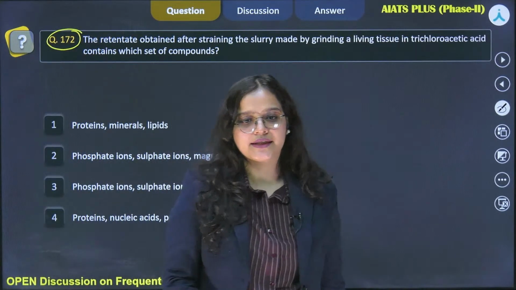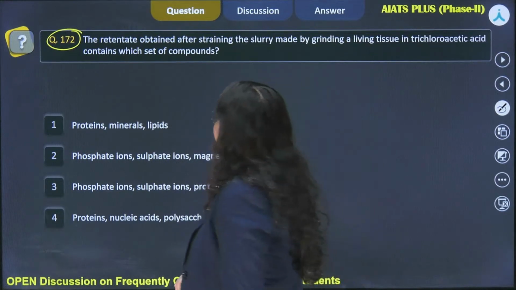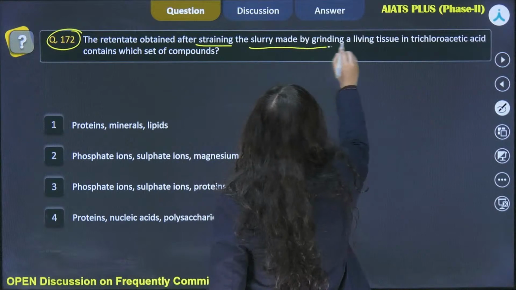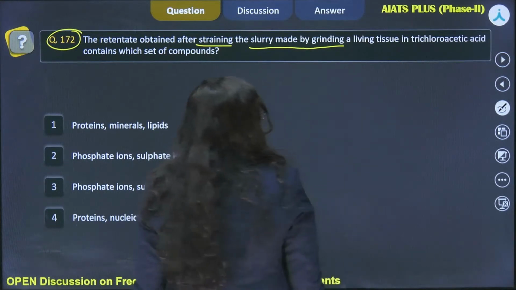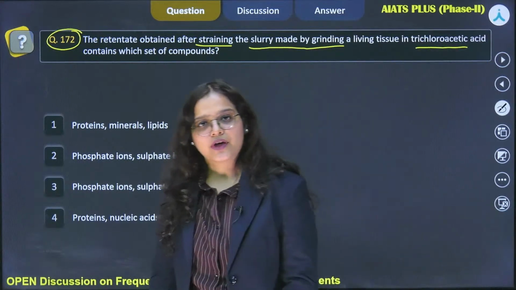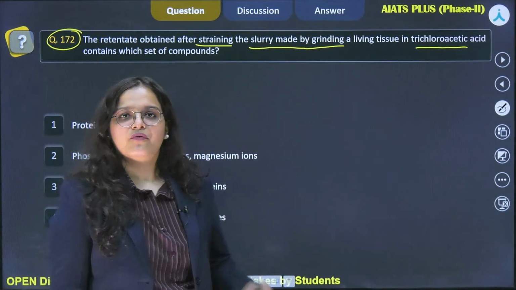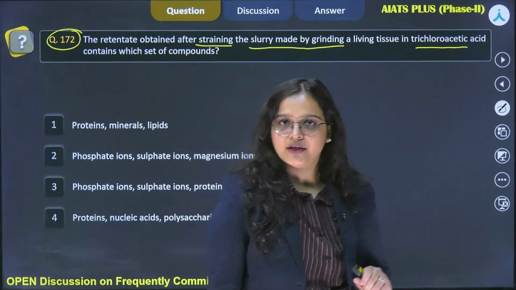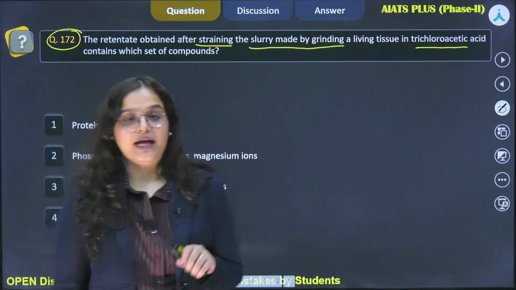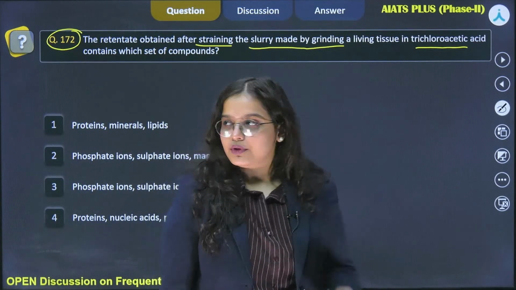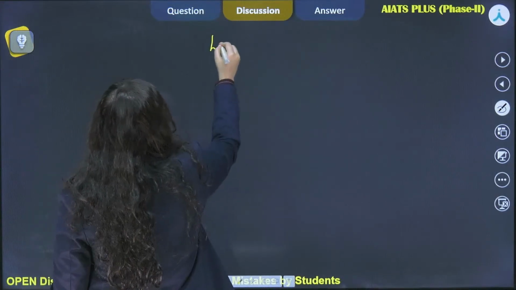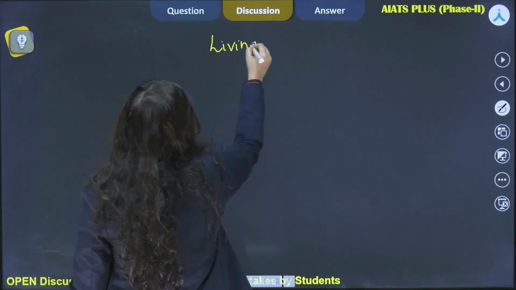And the question states, the retentate obtained after straining the slurry made by grinding a living tissue in trichloroacetic acid contains which set of compounds. So, dear students, from the question we can make out that here we are talking about the concept of acid soluble and acid insoluble pool. So, let us quickly revise the concept of analysis of the living tissue.